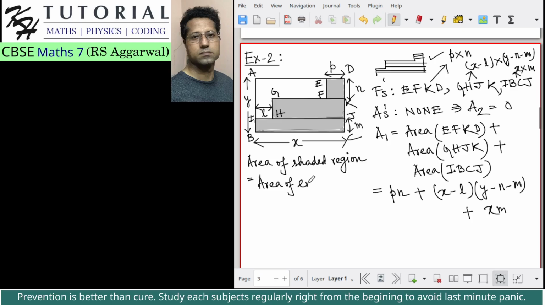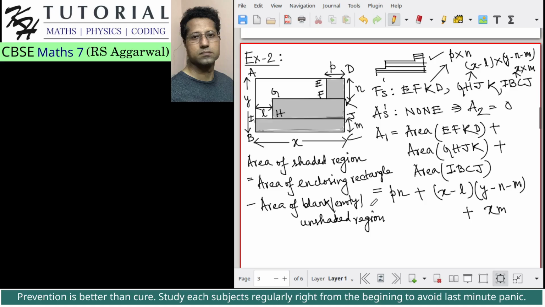So area of shaded region, you can also consider this to be the area of the enclosing rectangle, in this case ABCD, minus the area of the blank region, or you can say blank, empty or unshaded region.